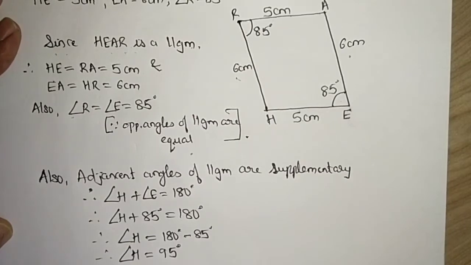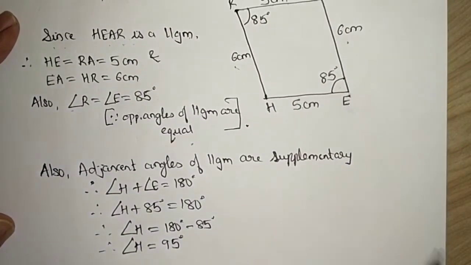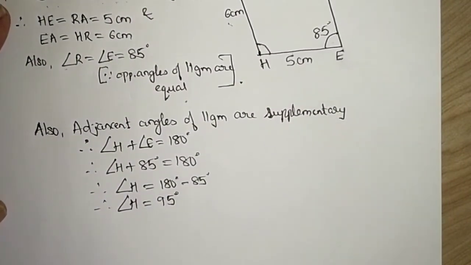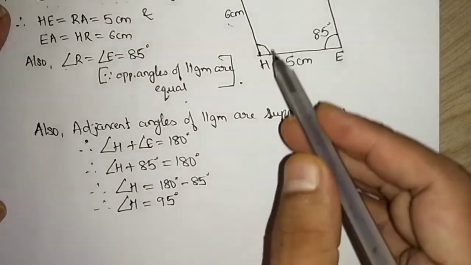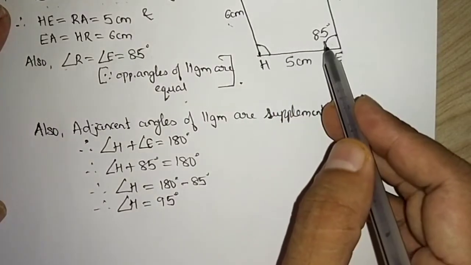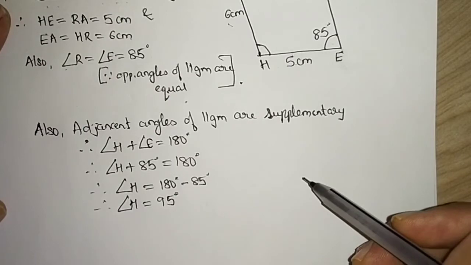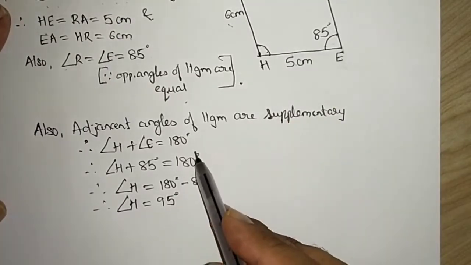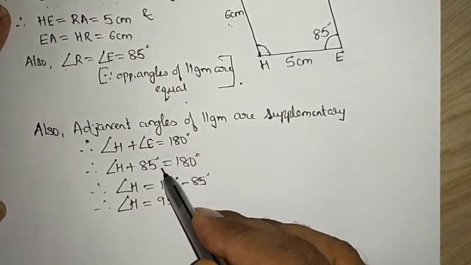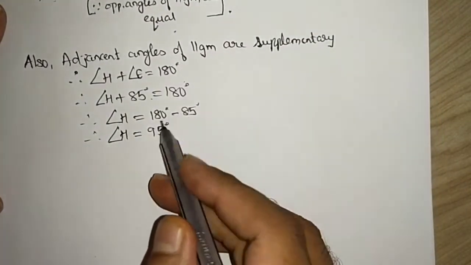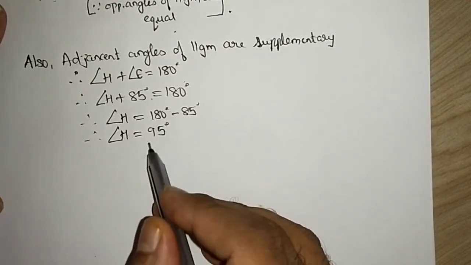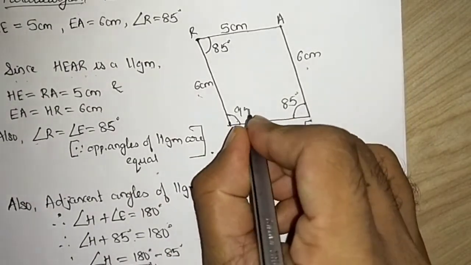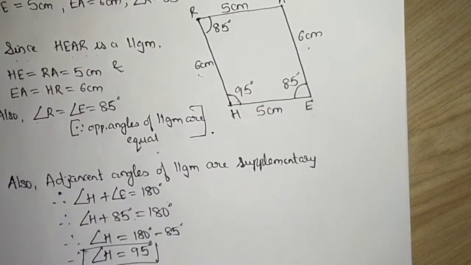One thing more for this construction, students, I want this angle also. So how will I get? I will get by the adjacent angle. You know that adjacent angles in a parallelogram are supplementary. So H plus E will give me 180 degree. We know angle E is 85. So H will be, subtracting 85 from 180, we will get 95. So we got eventually 95 degree and E is equal to 85 degree.